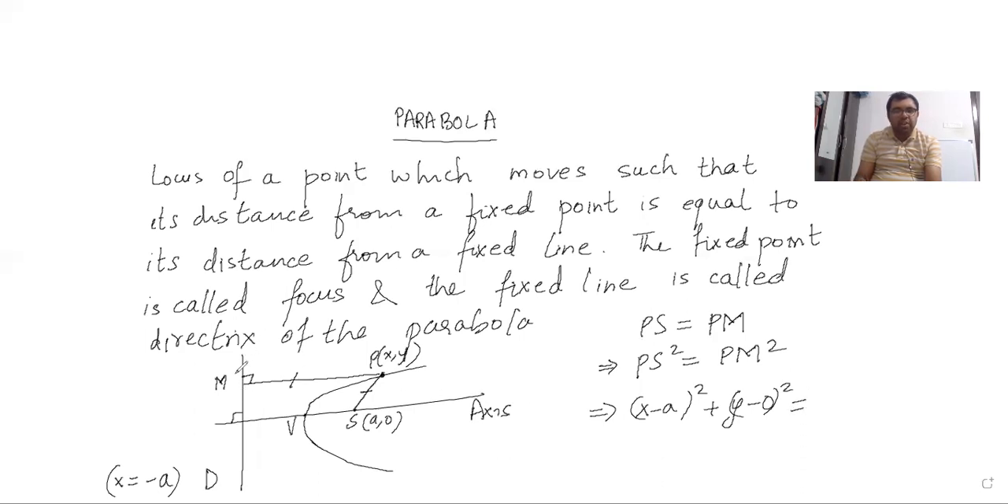Now the equation of the directrix is x is equal to minus a. So if you want to find this length PM, we can simply subtract the x coordinates. So x minus minus a, which means x plus a. So this will be x plus a whole square. Okay, so therefore we get the equation like this. y minus 0 will be y square, and then x minus a square goes to the right hand side. So this can be written as x plus a whole square minus x minus a whole square, which can be simplified as 4ax. So therefore we get the final equation of the parabola as y square equal to 4ax.